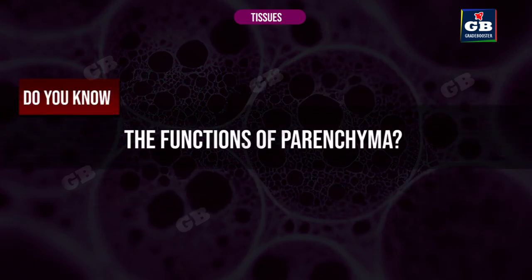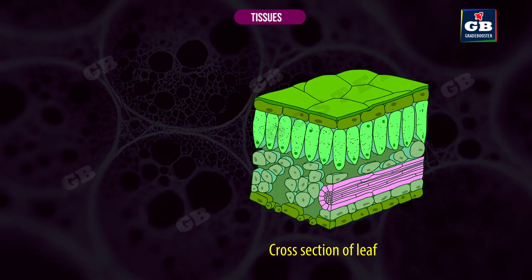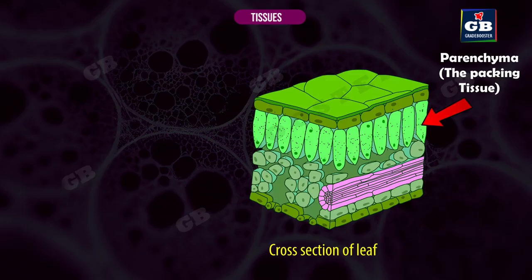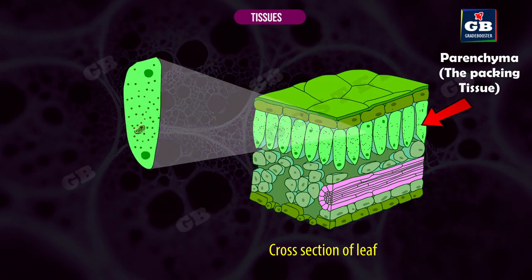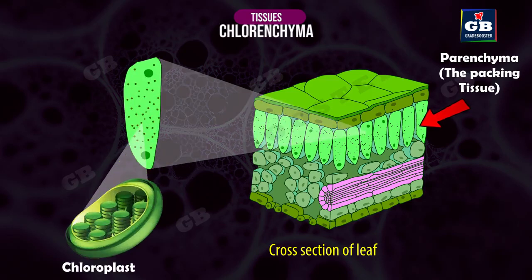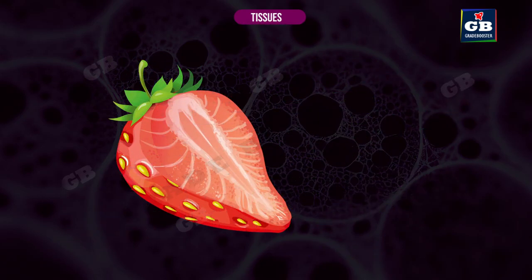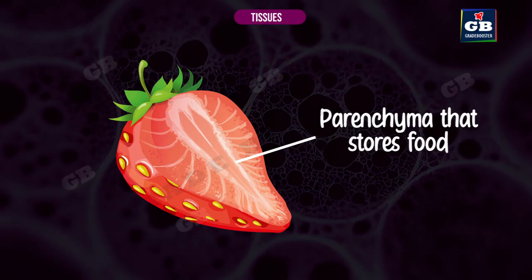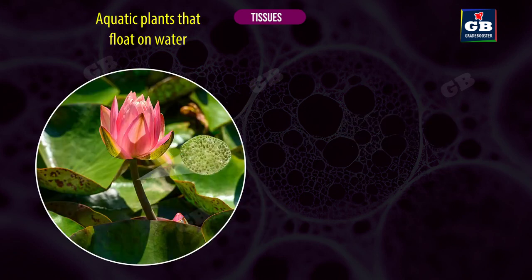Do you know the functions of parenchyma? The cells of parenchyma tissue present in the leaf consist of chloroplasts and perform photosynthesis. In such cases, this kind of parenchyma is called chlorenchyma. Number 2. Parenchyma stores food. The pulp of the fruits is nothing but parenchyma tissue. Hence, it stores food.